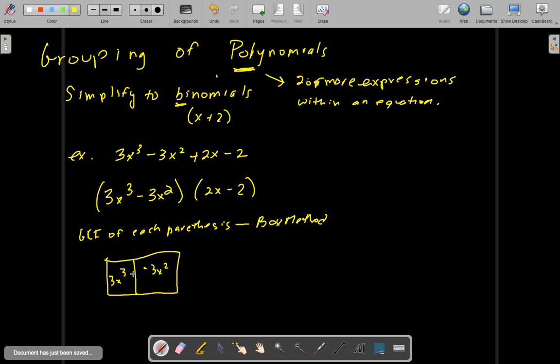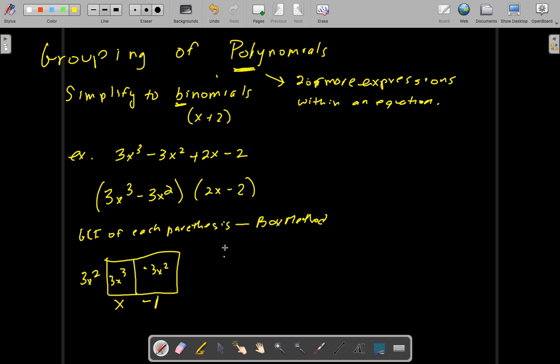So I have to figure out what the factors of both of these are. I know there's two threes, one positive, one negative, and I've got three x's and two x's. The common factor for the x's has got to be x squared because it's the lowest amount of x's I have in here. The factor of 3 is 3. So it'd be 3x squared on the outside, on the left. Whatever's left over when I divide 3x to the third by 3x squared is x, and negative 3x squared divided by 3x squared gives me negative 1. So that would be the first one.